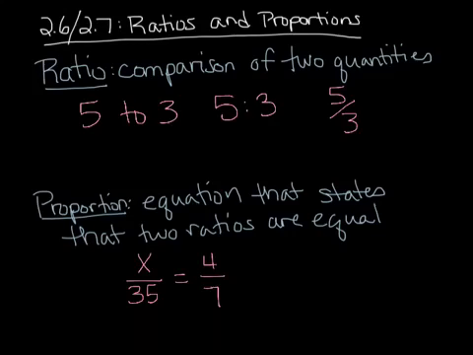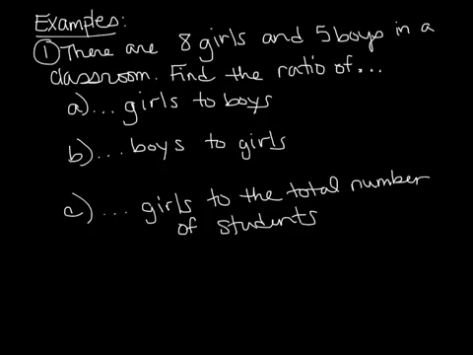So let's start with some ratio examples. Our first example is fairly basic. It's probably something you've all seen before. We know that there are 8 girls and 5 boys in a classroom. We want to find the ratio of girls to boys.